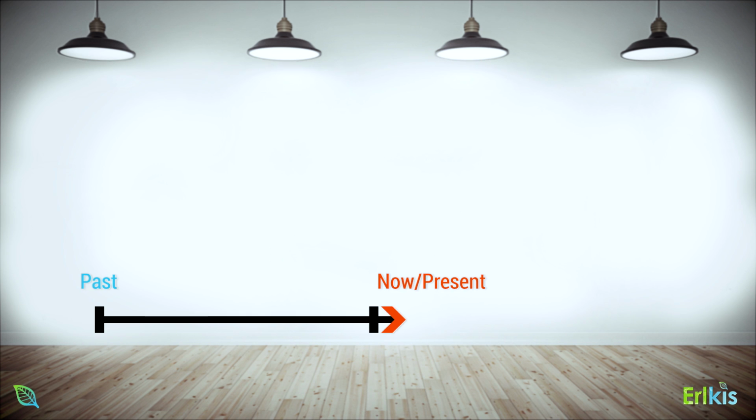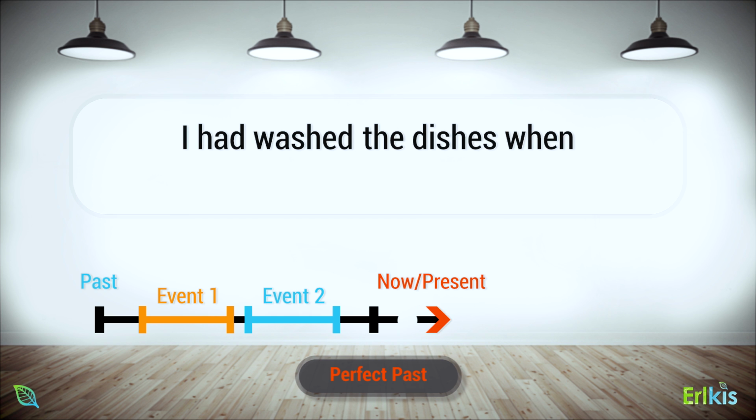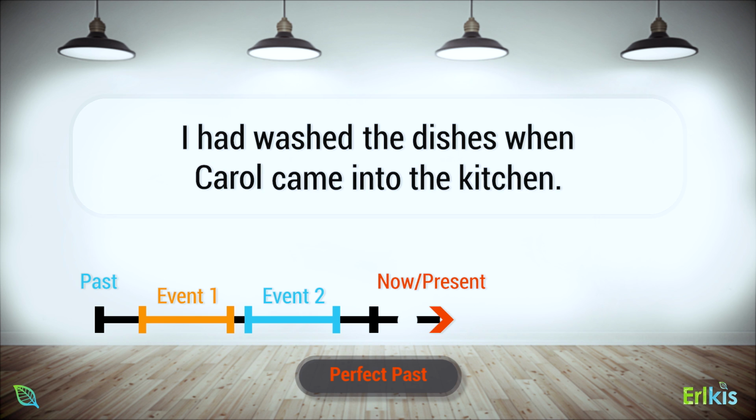Well, we use this tense aspect to describe one out of two events or more that began in the past and finished in the past. If we talk about two events that happened in the past, then we use this aspect to make very clear which event happened first. For example, I had washed the dishes when Carol came into the kitchen.